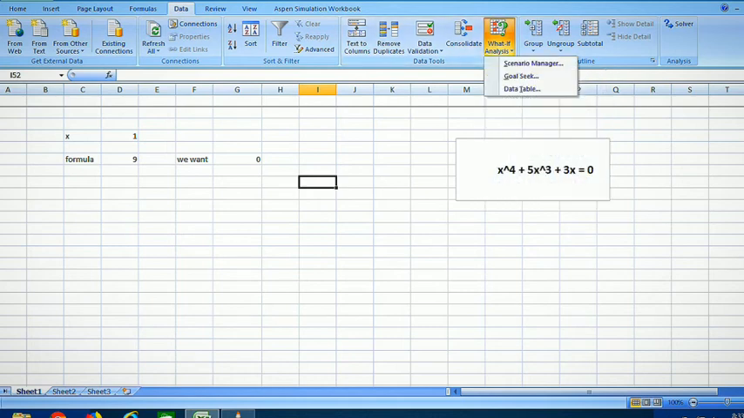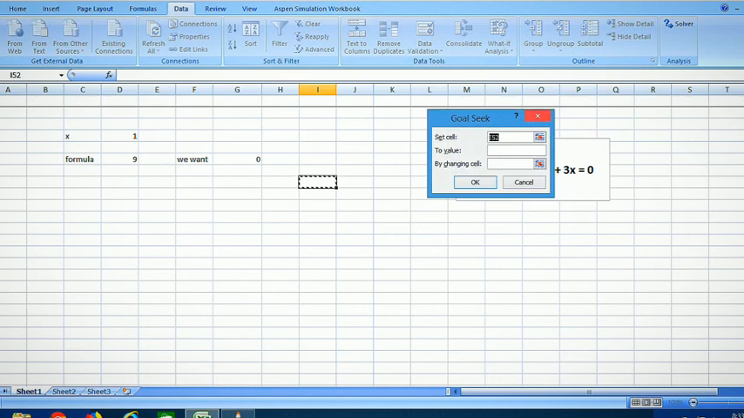by varying x. The value of x needs to be varied, and so we will go to a tool in MS Excel that's in the Data tab, What-If Analysis, Goal Seek.